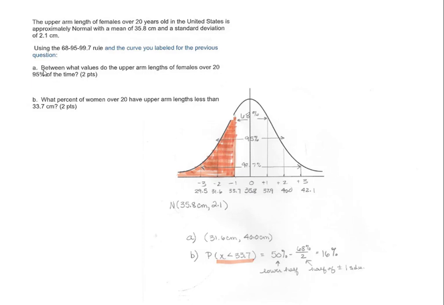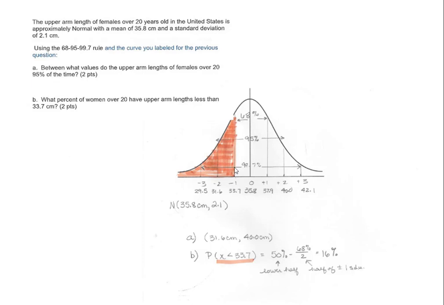So question A says, between what values do the upper arm lengths of females over 20 fall 95% of the time? That wording isn't good, but I think you got there. So 95% is between plus and minus 2 standard deviation units, so that's where we get the 31.6 to the 40 centimeters. Now, what percent of women over 20 have upper arm length less than 33.7? Well, 33.7 is right here.